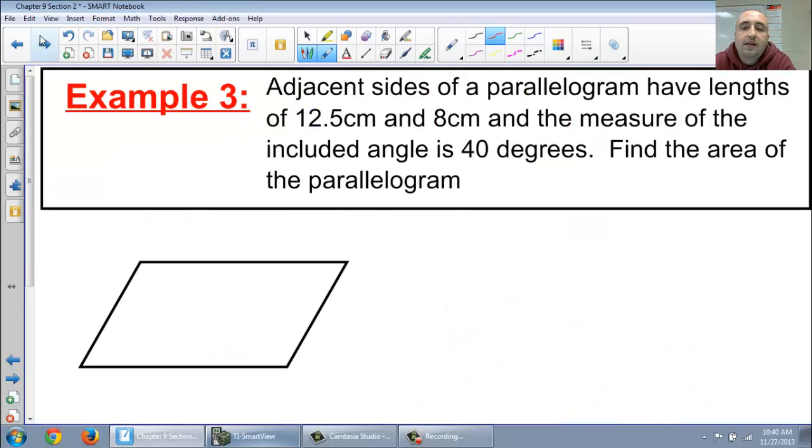Last example. It says example 3. Adjacent sides of a parallelogram have lengths of 12.5 centimeters and 8 centimeters, and the measure of the included angle is 40 degrees. Find the area of the parallelogram.